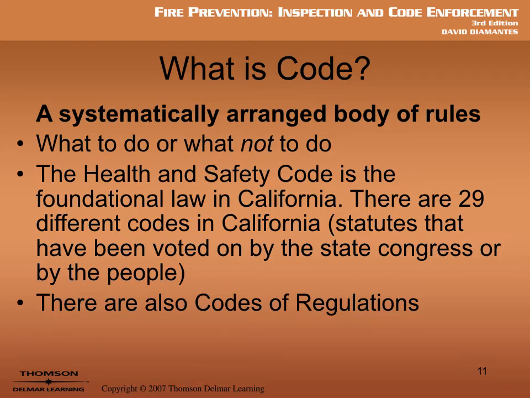Here in California, the Health and Safety Code is the foundational law, other than the Constitution. The Constitution's the foundation, but most of our laws are all written in the Health and Safety Code. Out of the Health and Safety Code comes a whole bunch of other laws. And there's 29 different codes in California, 29 different sets of statutes and laws that have been voted on by our state Congress or by the people. So there are also codes of regulations, and we'll talk about the difference.